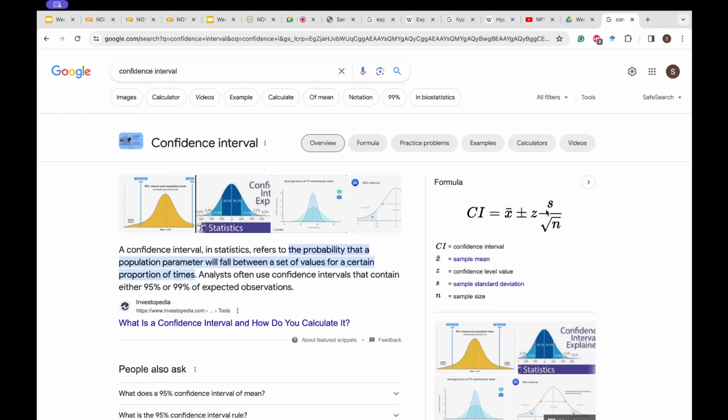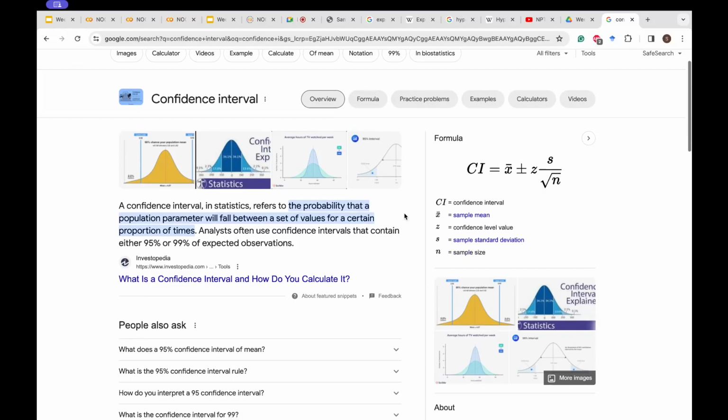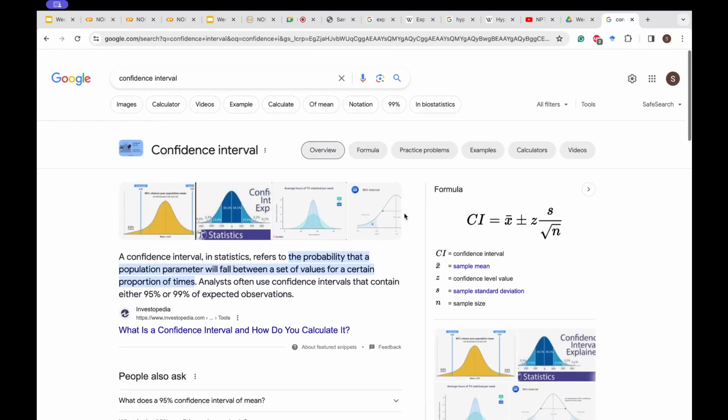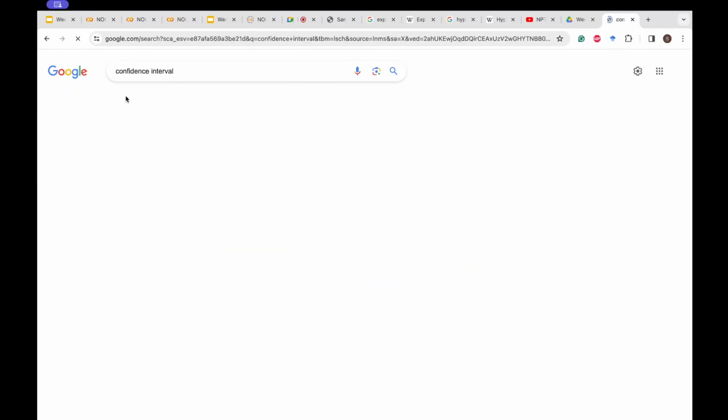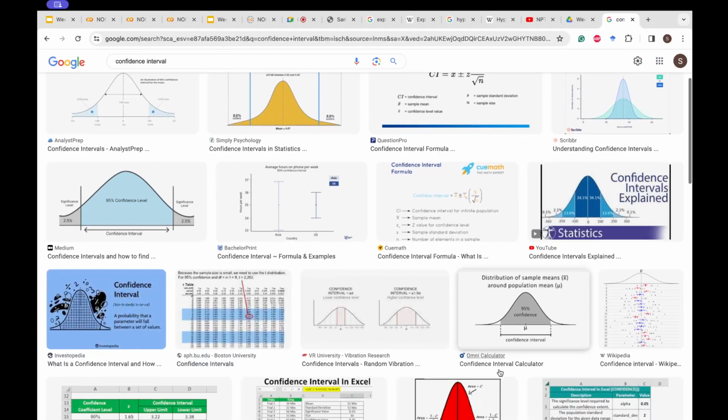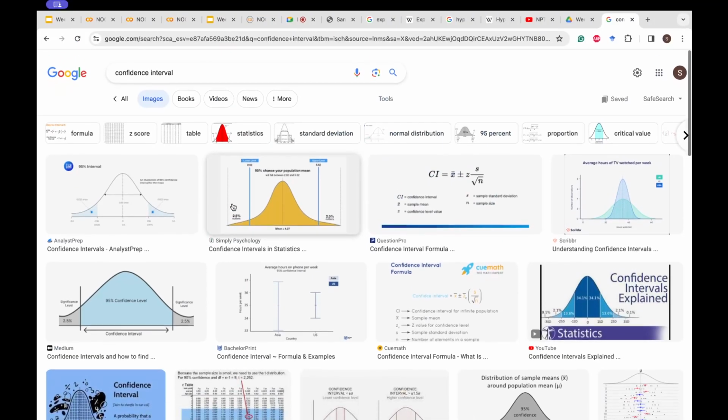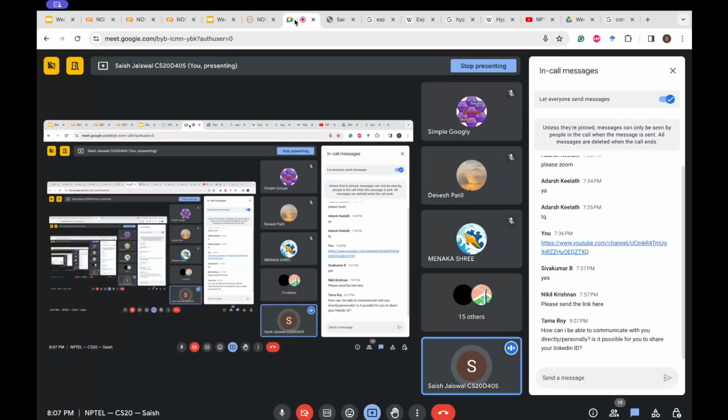We will discuss this in detail later in the next session. Thank you. Yeah, welcome. Any other queries? We'll discuss this confidence interval and other concepts in the next session.